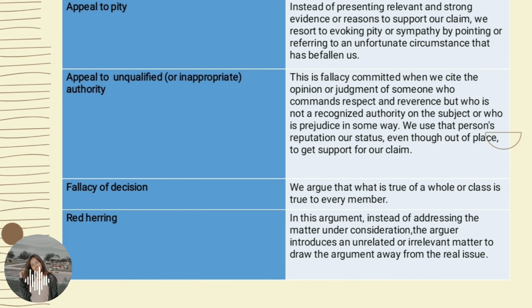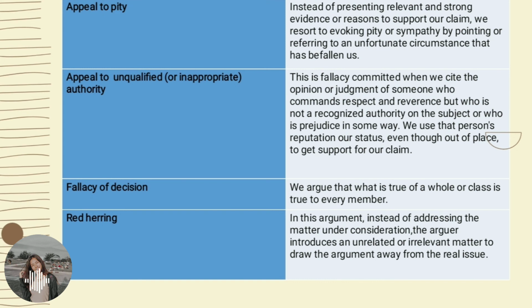Fallacy of division. We argue that what is true of a whole or class is true of every member. For example, there is trouble in the class, then the guidance counselor asks what really happened. So, whichever reasoning most people agree with would be the most trusted.